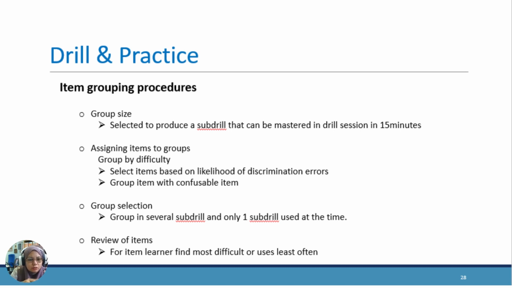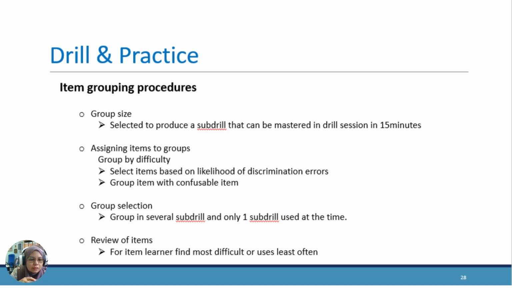We select items to produce a sub-drill that can be mastered in a drill station in 15 minutes, for example. So we select the questions or items based on difficulty, and we select the time that our user has to finish. We can also assign items to groups by difficulty, or select items based on likelihood or discrimination error, or group items with confusable items like the previous slide.